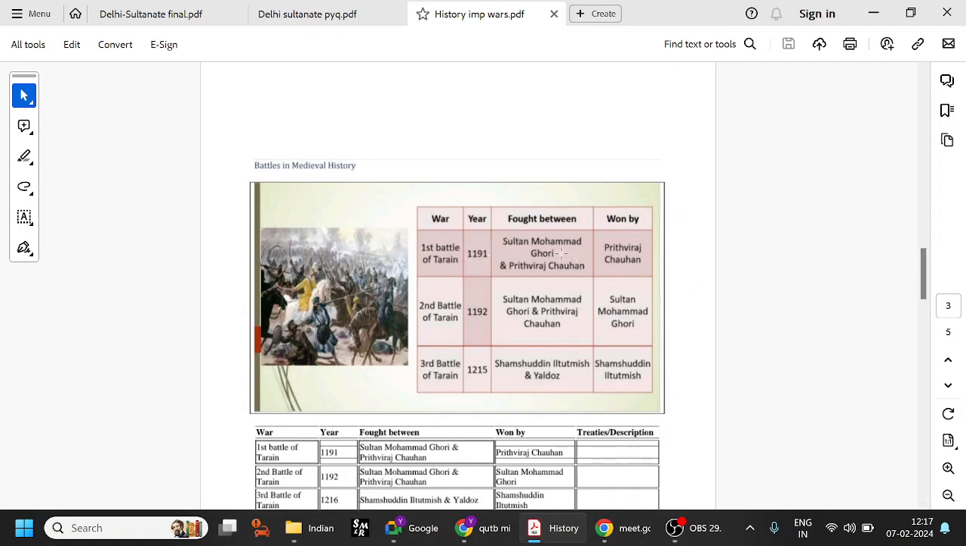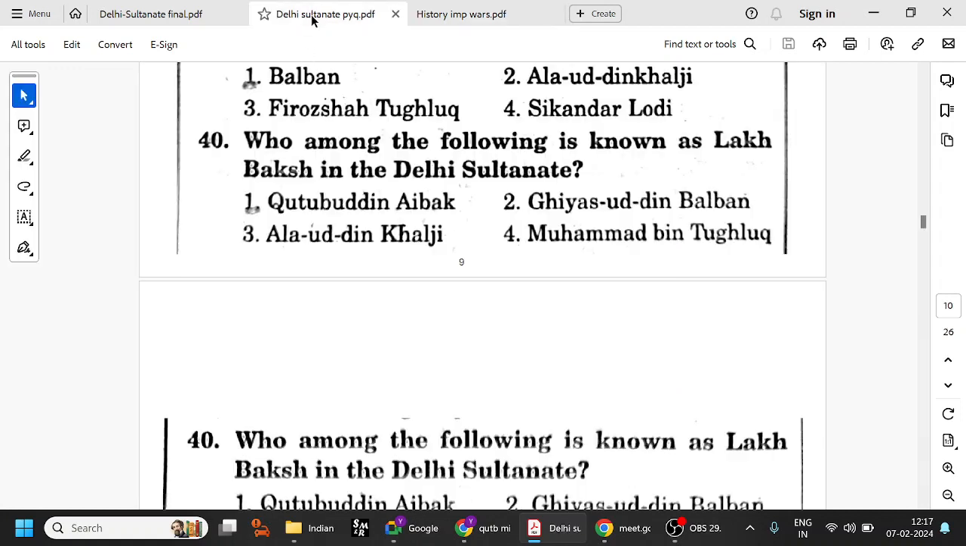The first battle was between Prithviraj Chauhan and Muhammad Ghori, and it was won by Prithviraj Chauhan. The next year, 1192, the second Battle of Tarain was again between Muhammad Ghori and Prithviraj Chauhan. This time, Muhammad Ghori won. Remember all that. After that, Kutubuddin Aibak founded the slave dynasty. In order to get the honor and favor of the people and the nobles, he gave lavish donations. So he was called Lakh Baksh.